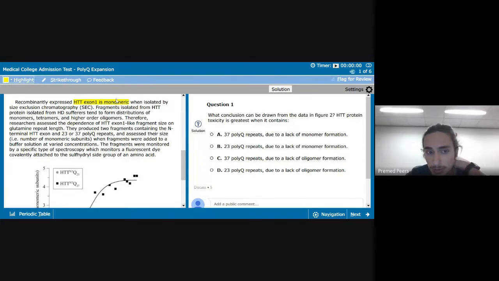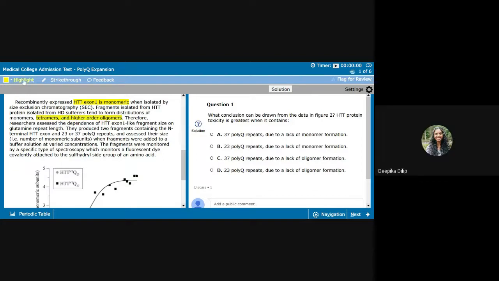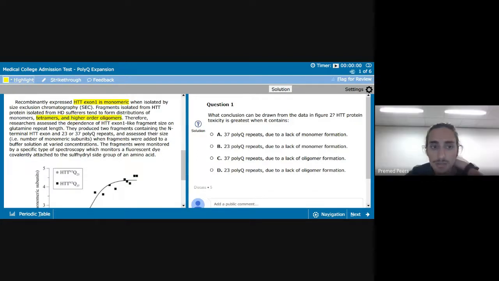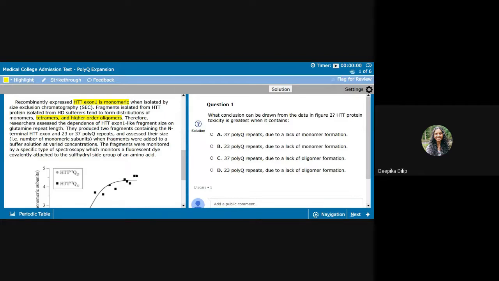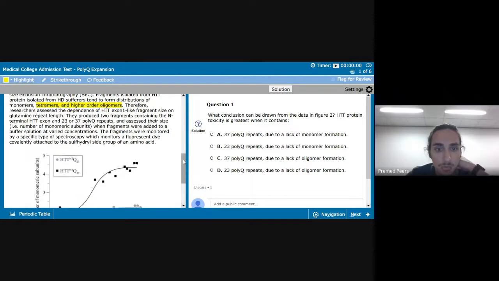But look at the next sentence. Fragments isolated from HTT protein isolated from HD sufferers. This is a terrible sentence. Basically, the mutant protein tends to form monomers, tetramers, and higher order oligomers. Do you see this now? Oh, okay, there's a difference. The mutants not only form monomers, but also form tetramers and higher order oligomers. Does that make sense? Yeah. Okay. So that's going to differentiate. Okay. Yeah. So we move on.